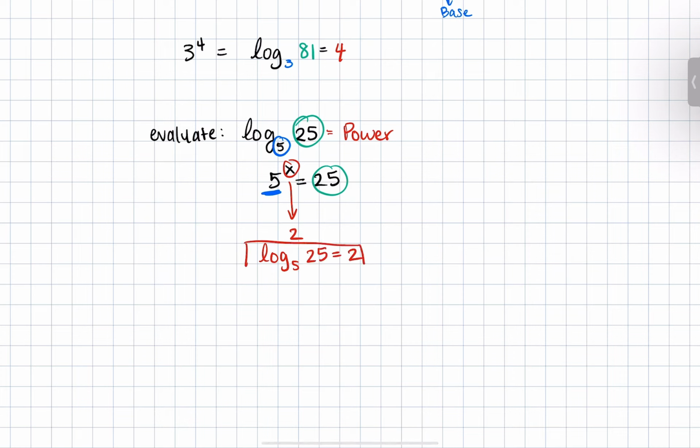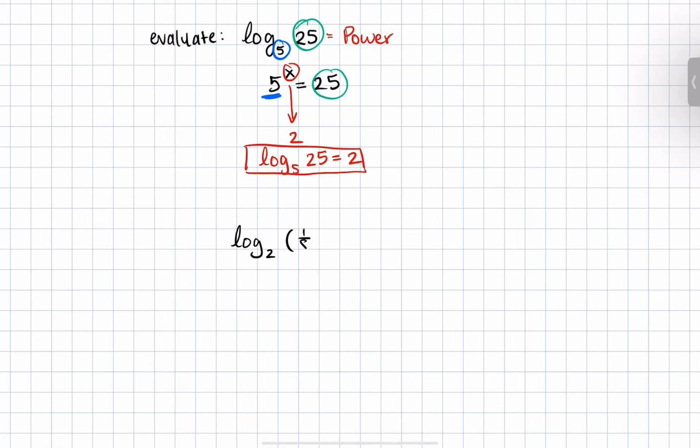Great. Now, what if you had something like this? So log base 2 of 1 over 8 equals x. Find x was your question. So what you're going to do is rewrite it. So your base is 2. Your power is x. So power is x. And your answer is 1 over 8.